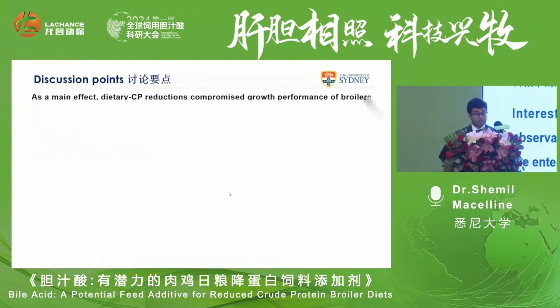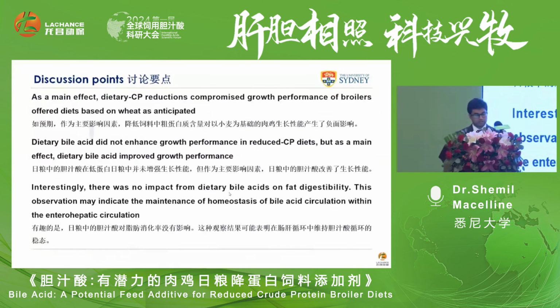Discussion points. As a main effect, dietary crude protein reduction compromised the growth performance of broiler chickens offered wheat-based diets, as anticipated. Although dietary bile acid did not enhance the growth performance in reduced crude protein diets, as a main effect, dietary bile acid improved the growth performance. Interestingly, there was no impact from dietary bile acid on fat digestibility. This observation may indicate the maintenance of homeostasis of bile acid circulation within the enterohepatic circulation.